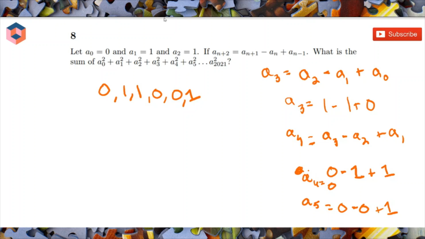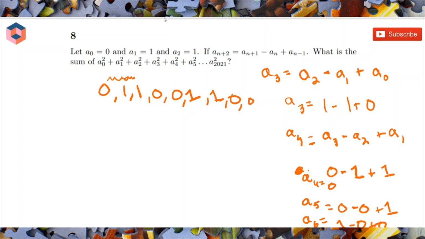Okay, now our next term, a sub 6, is equal to 1 minus 0 plus 0, or 1. Wait, we already calculated 1, 1 before, right here. This pattern 0, 1, 1, we only need the last 3 terms to calculate the next term, and we already calculated the pattern 0, 1, 1. So if it repeats, then the next term is just 0, and we already calculated 1, 1, 0 already, so the next term is just 0 again.